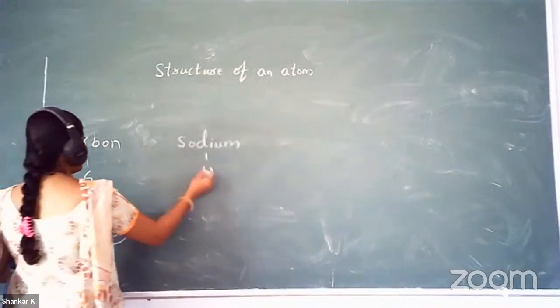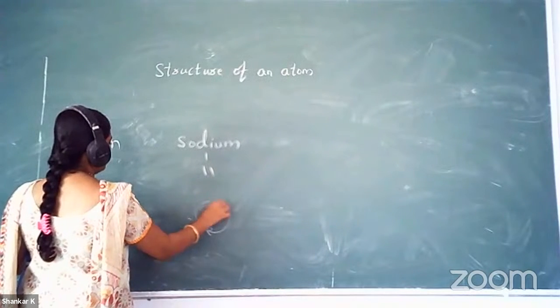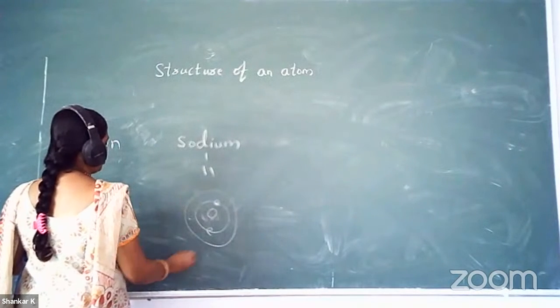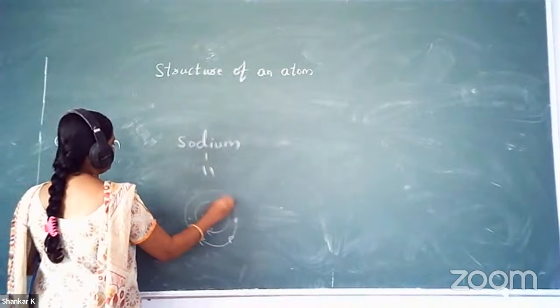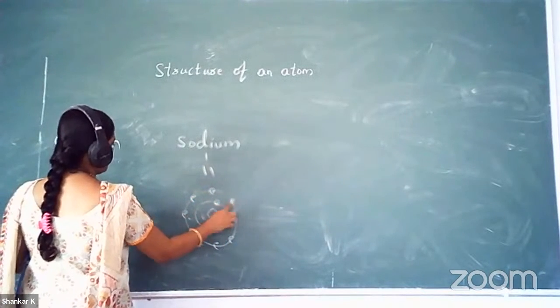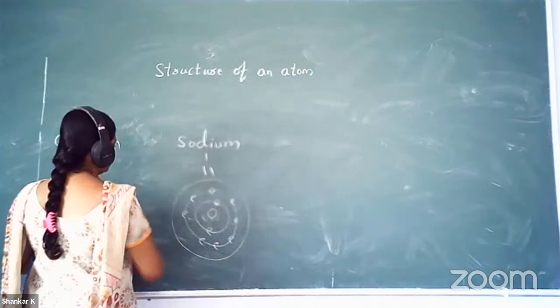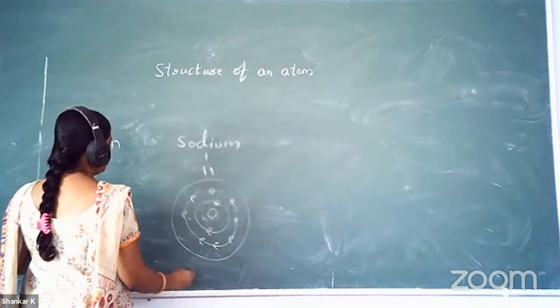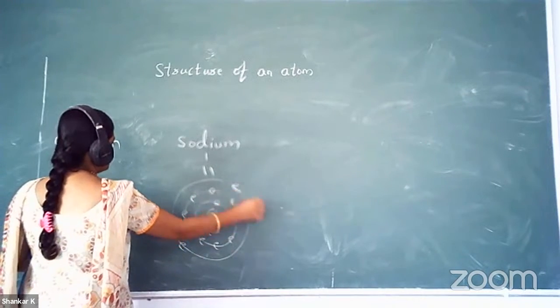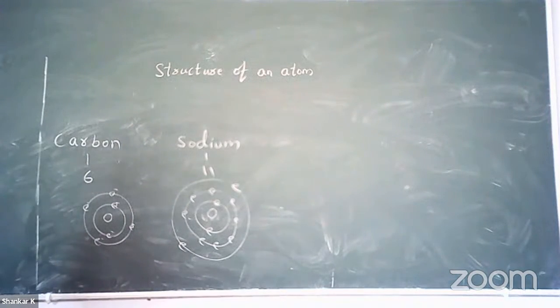The next one, 11 is there. So to the nucleus, first orbit 2, second orbit, how many should be there? 8. 8 plus 2 is 10. Again, I will go to the third cell. Then how many should I represent? 1, remaining 1. So this is the distribution of electrons in carbon and sodium atoms.